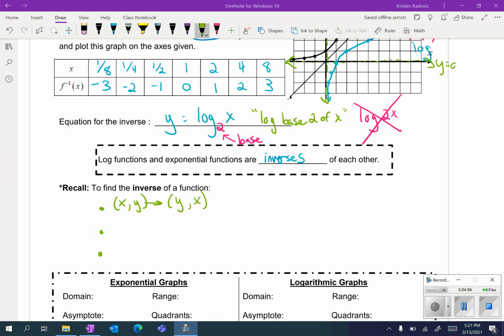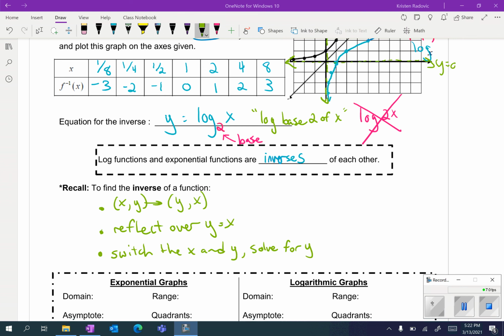So the first way that we did it was by taking the coordinate and switching the x and y value in the coordinate from the table. If you want to find the inverse graphically, you're going to reflect over the line y equals x, the diagonal line in the graph above. And then algebraically, we would switch the x and y values in the equation and solve for y. We're going to learn how to do that later on. For now, we're just going to work on the graphs.